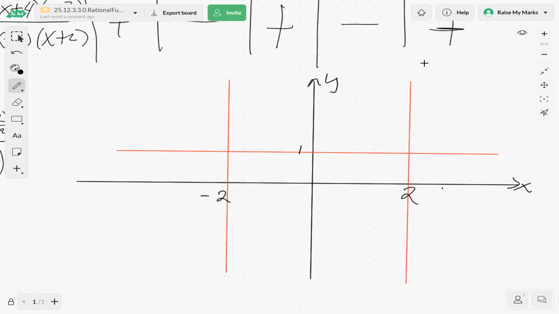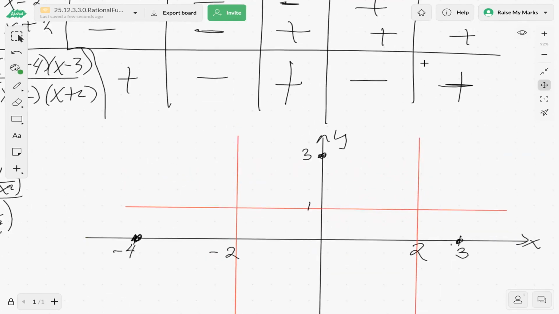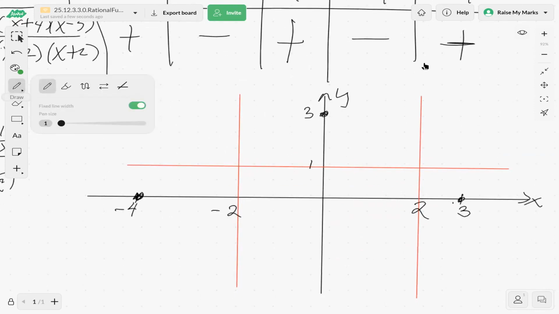Let's put our x-intercepts in, -4 and 3. Okay. Do we have a y-intercept? Yes, we do. Our y-intercept was 3. That's right. And now let's graph. So remember, on the interval when x was less than -4, our function was positive, and between -4 and -2, it was negative. So the function probably looks something like this.